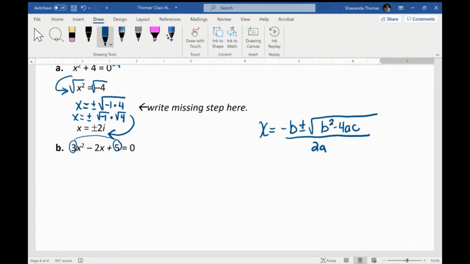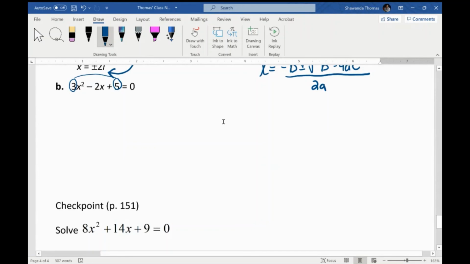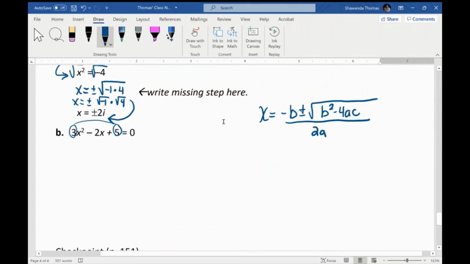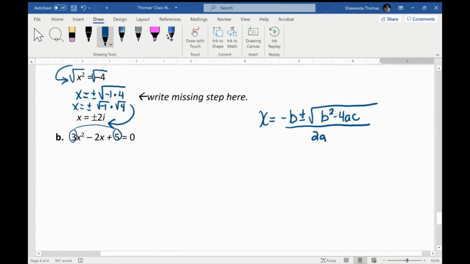All right, let's look at B, because I think we only have time for, now we'll see, we might have time for both of them. Let's identify what A is, B is, and C is. What is A? 3. B equals -2, and C equals 5.